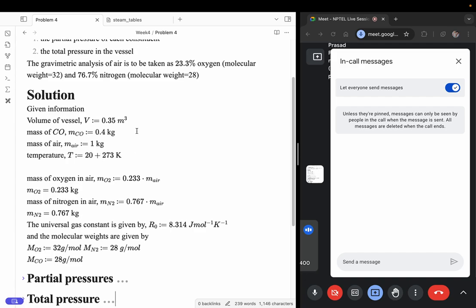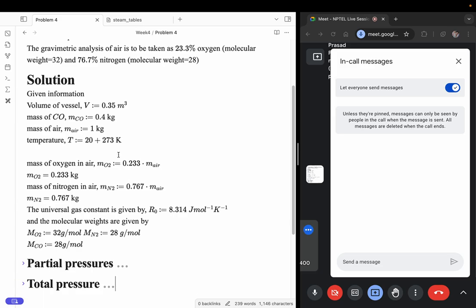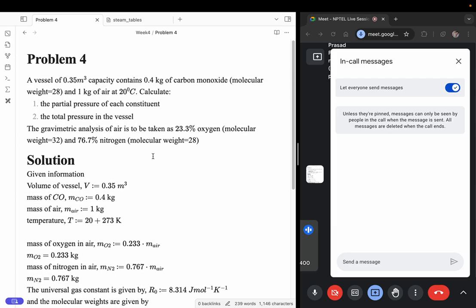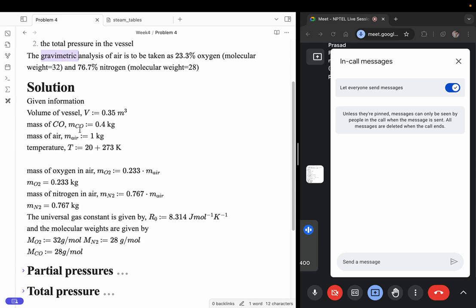So I have just written down the given information. The total volume is specified, CO and air masses are specified, temperature is also given. I'm just using Kelvin so that when you use the ideal gas law it will be consistent. Mass of oxygen is specified to be 23.3% of the total mass of air. So again there will be two different scenarios that you might have to consider. Whenever you specify these percentages, you could either specify it as volumetric or gravimetric. Gravimetric is based on masses or weights, and volumetric is based on volumes. So in this question it's clearly specified that it is a gravimetric analysis. So the 23.3% is out of the total mass of air.